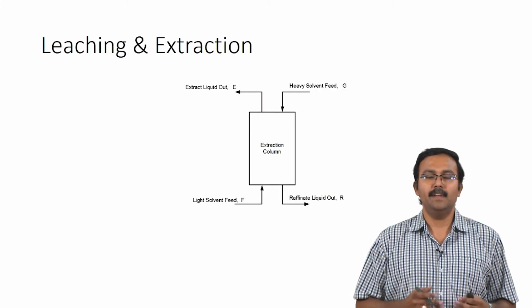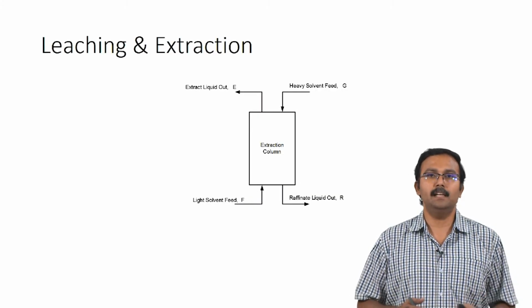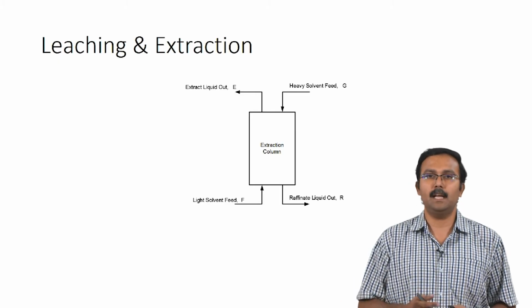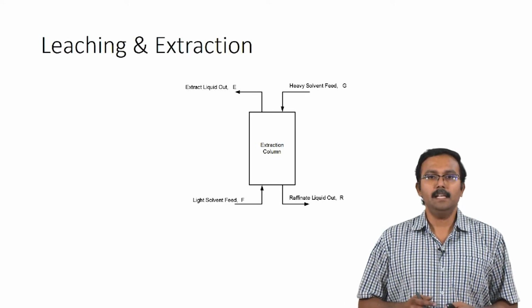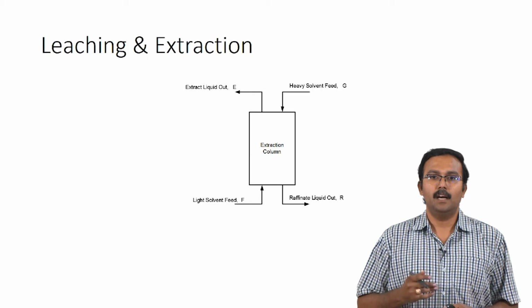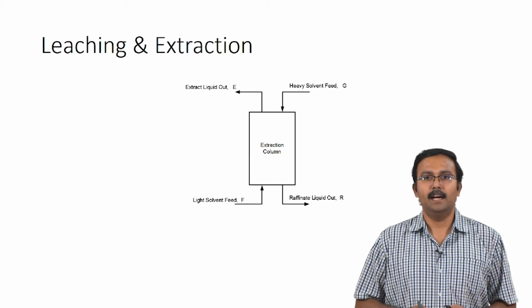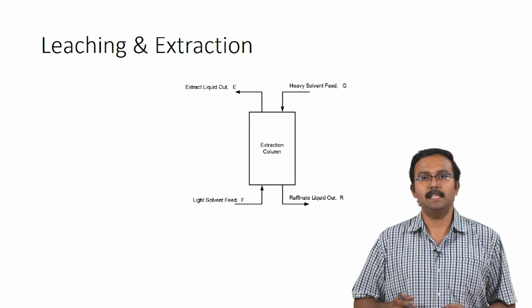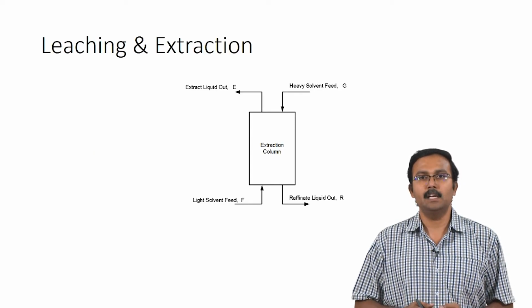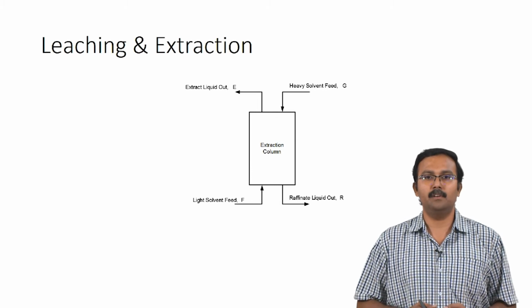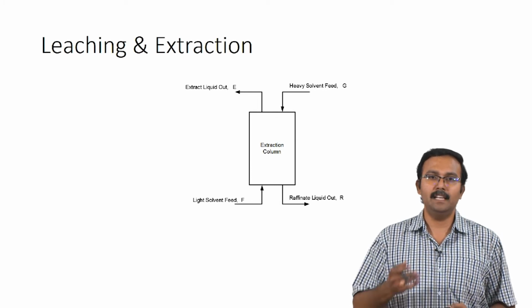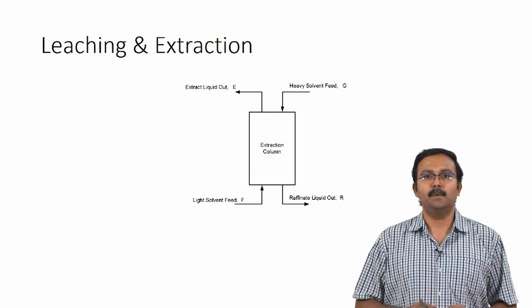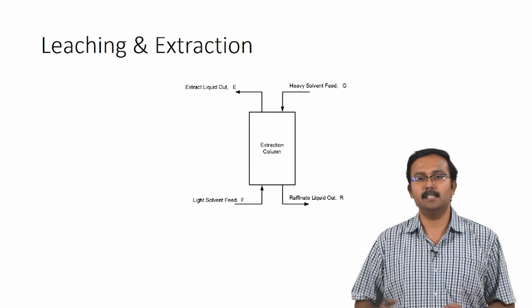of material balances. Leaching and extraction is a very common process which would be seen in the downstream operations of many chemical and biochemical industries. Leaching is a process in which a light solvent feed is fed and another heavy solvent feed is fed. The heavy solvent feed basically contains a component of interest which gets transferred to the light solvent feed, and the light solvent feed leaves the system as an extract, whereas the heavy solvent feed leaves the system as a raffinate.